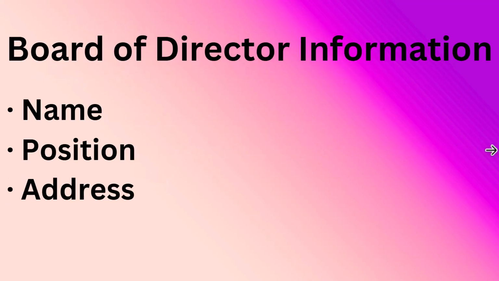You'll also need board of director information. So for each board of director, you'll need the name, their position and their address. In some cases, depending on the nonprofit type, you'll also need their salary. So if these board of directors are within your organization, typically that is when you'll need their salary information. And if it's over $100,000, it's listed in the 990.